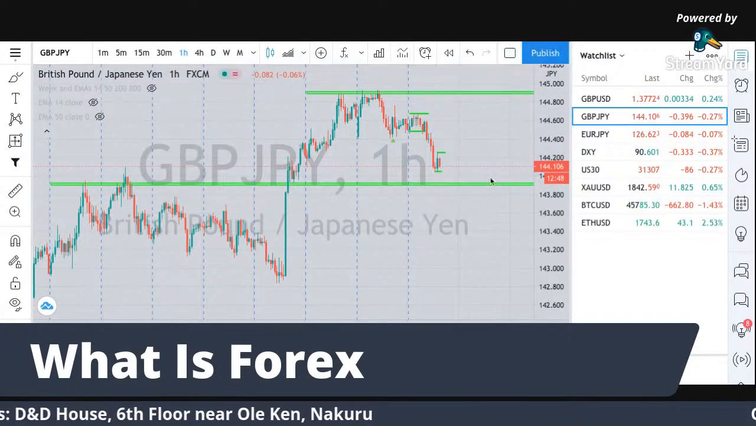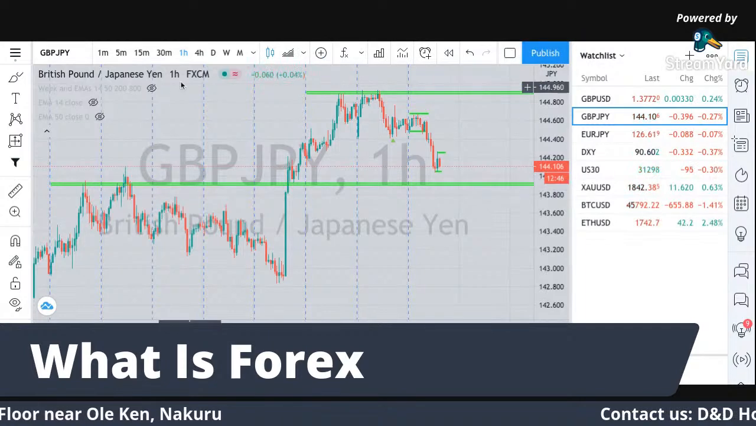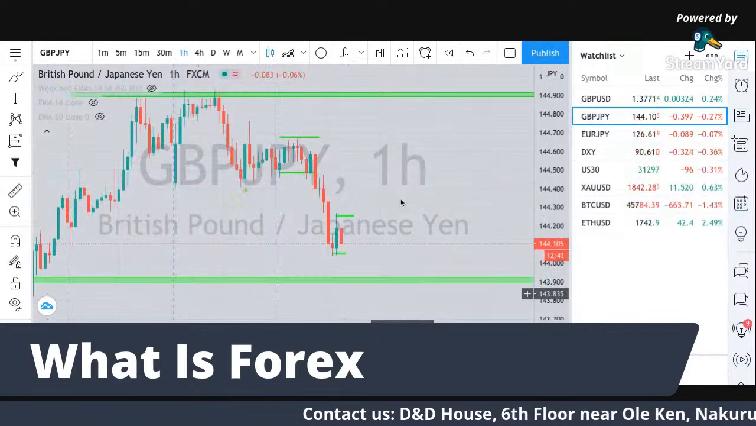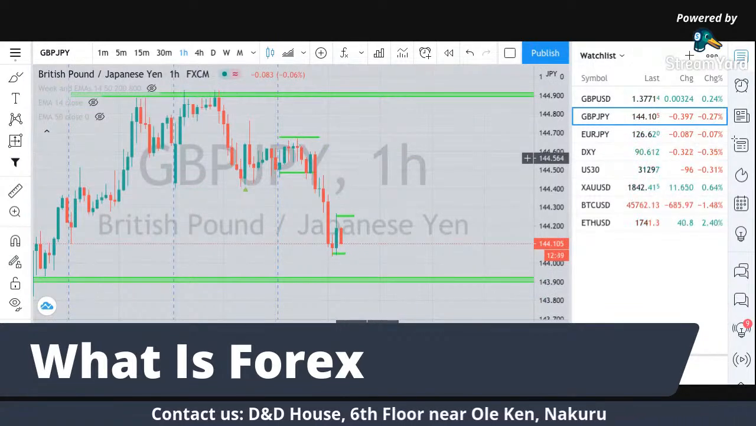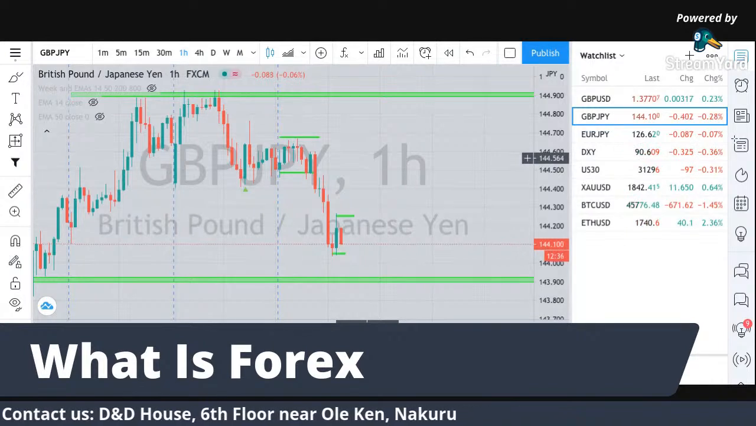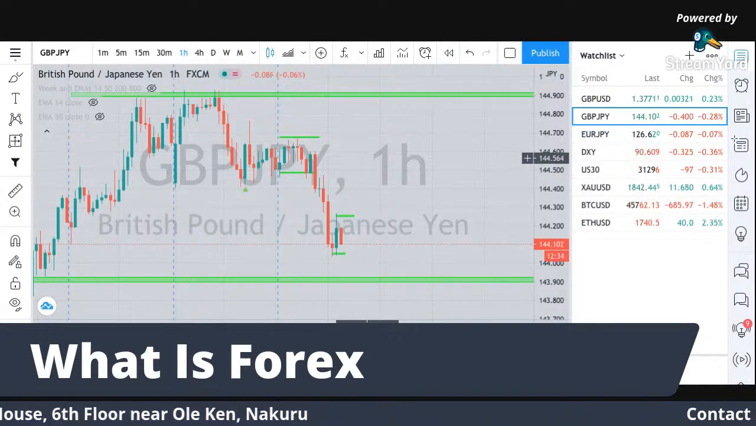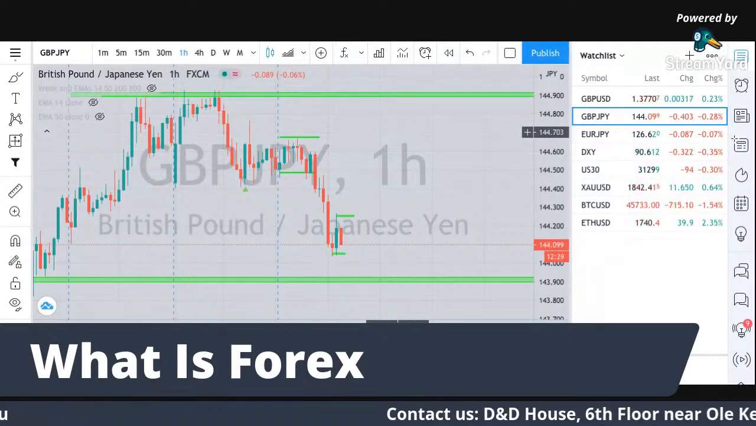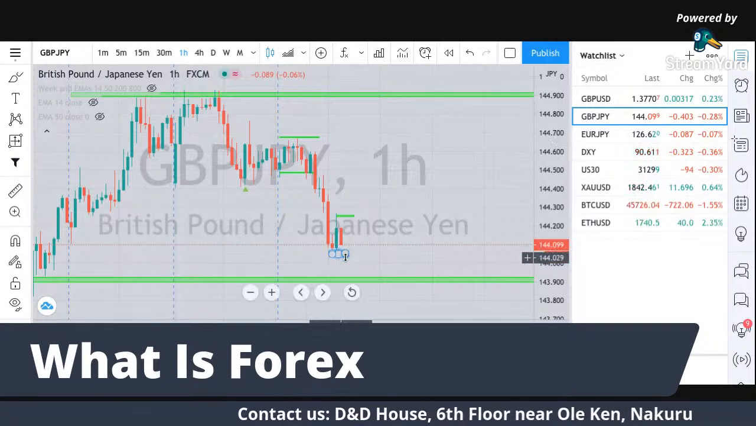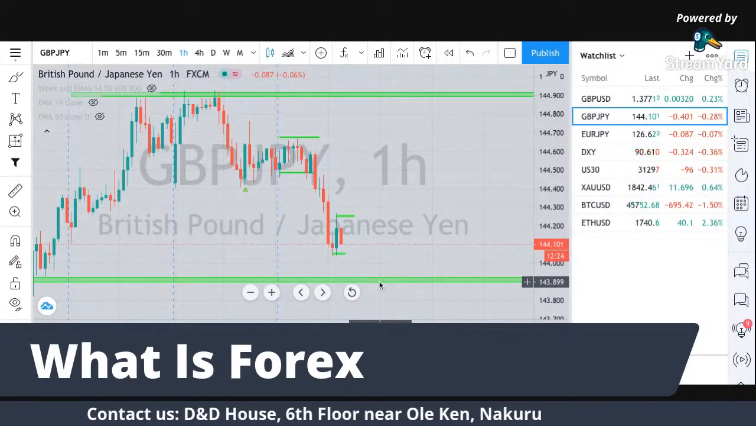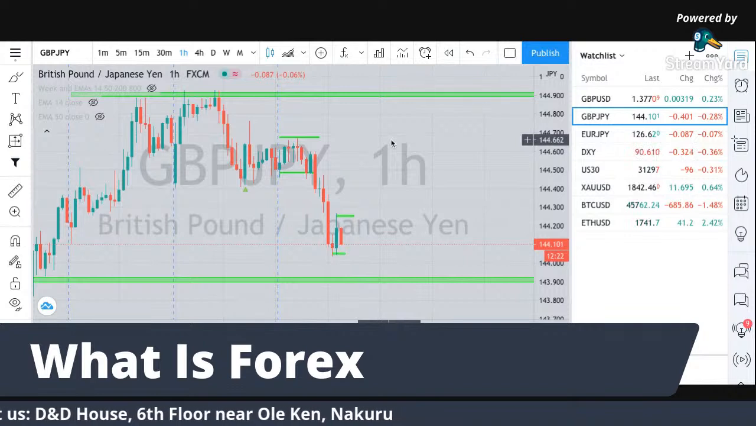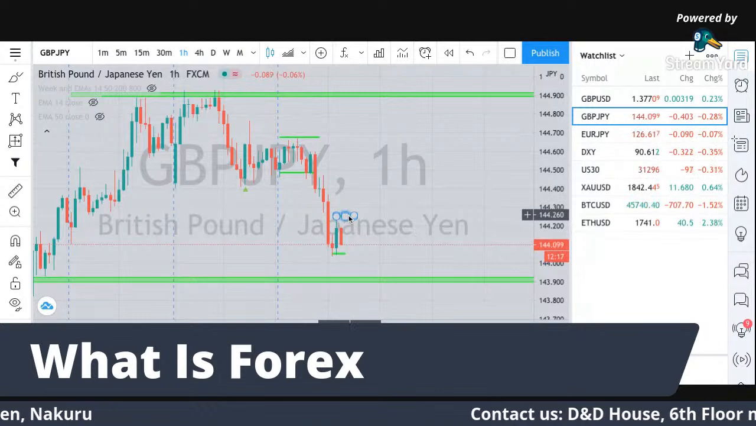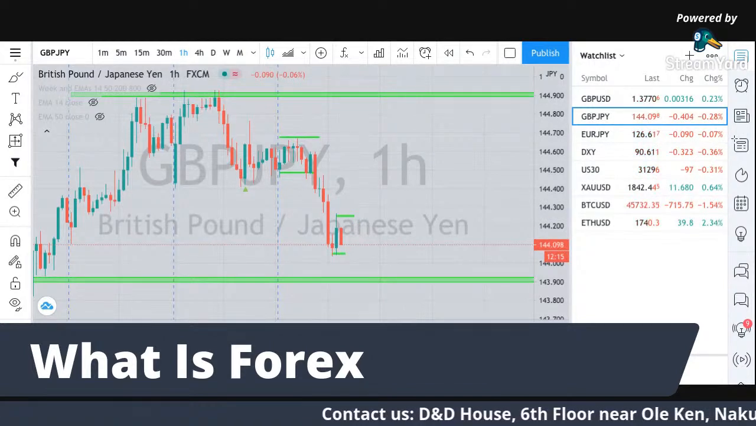Maybe price will break this low. But let's see how this 1 hour candle closes. There's still enough momentum for the bearish, there's still a lot of momentum. If it breaks this, we're heading to 143.8. If it breaks 144.2, we're heading to 144.7.